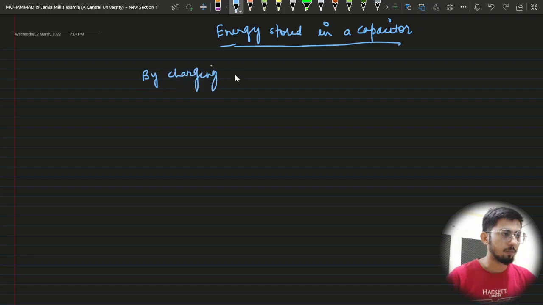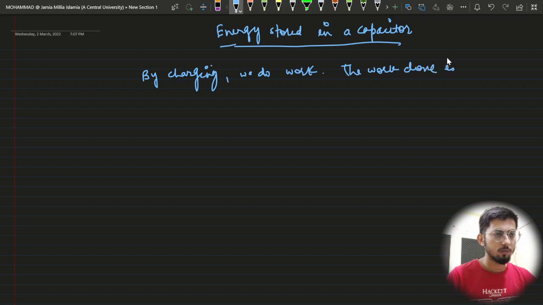By charging, we do some work, and that work is stored as the energy inside the capacitor. The work done is stored as energy, like potential energy, in the form of potential energy.